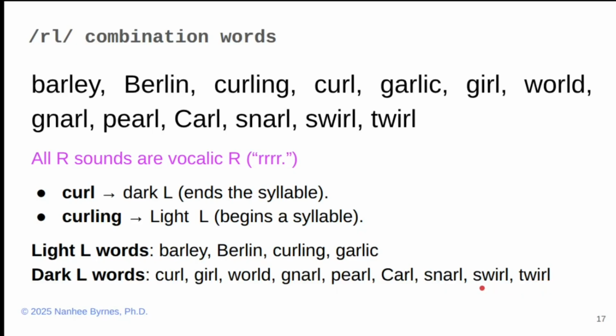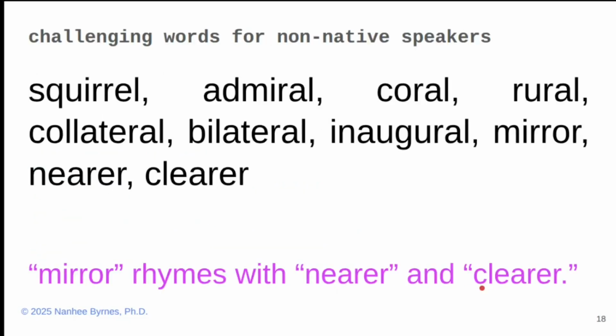Now that we have covered the LR and RL combination pronunciations, we can tackle some of the most notoriously challenging words for non-native speakers, where R and L appear close together and require precise tongue movement. Squirrel, squirrel. Admiral, admiral. Coral, coral. Rural, rural.